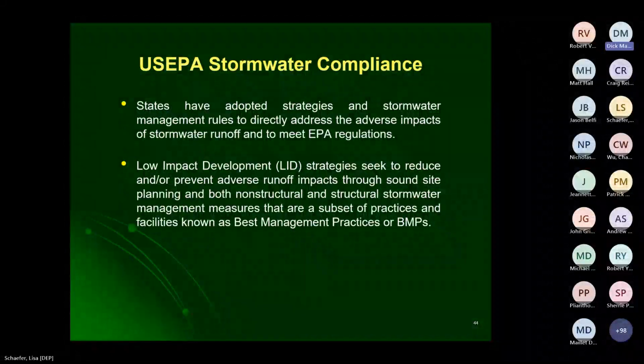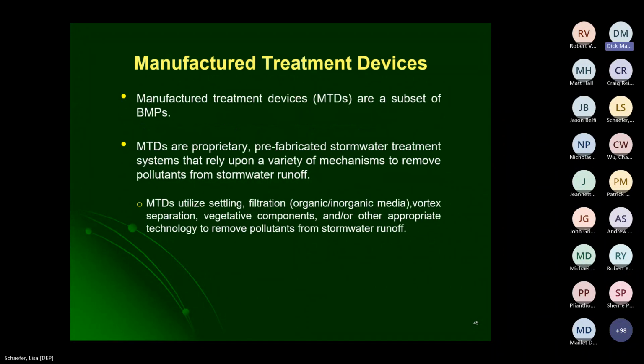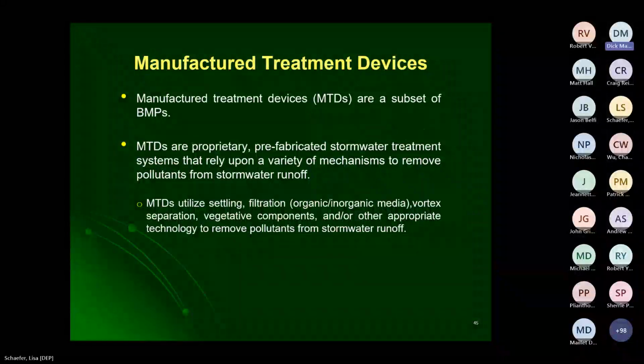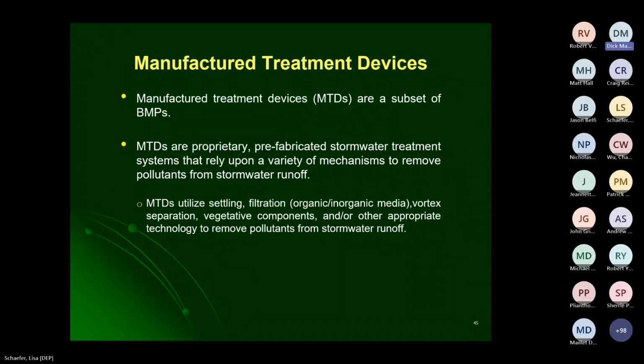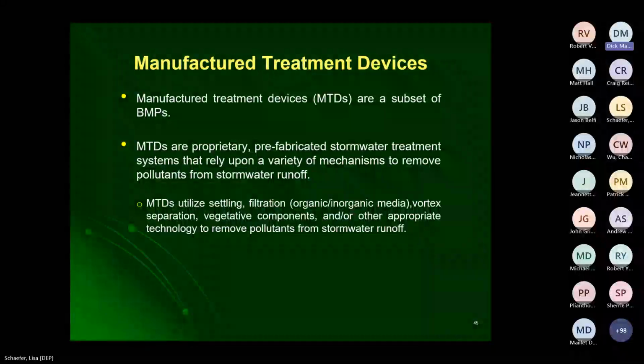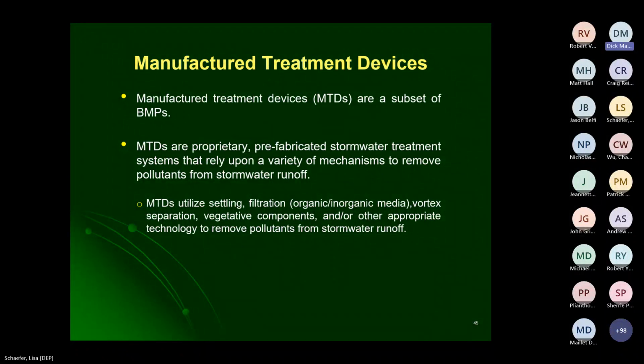So let us now move on to focusing on the major subject of this presentation, next slide, which is manufactured treatment devices as part of the best management practices, or BMPs, found in the stormwater rules. As I've said, manufactured treatment devices are a subset of BMPs. They are proprietary, prefabricated stormwater treatment systems that rely upon a variety of mechanisms to remove pollutants from stormwater runoff.